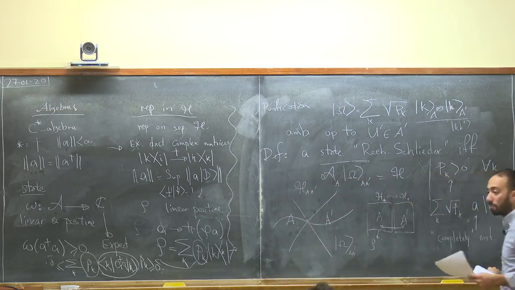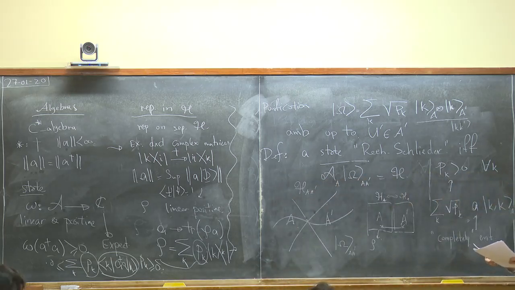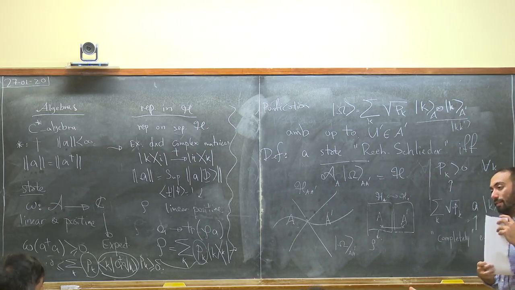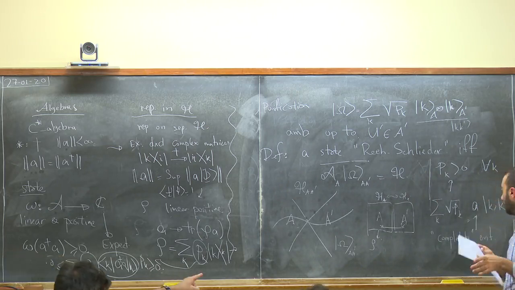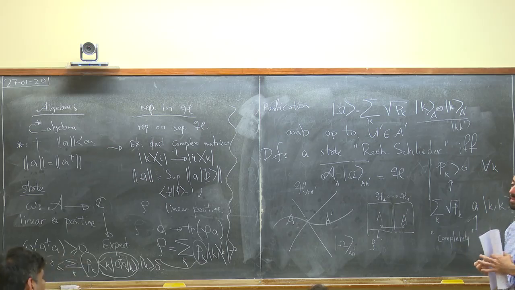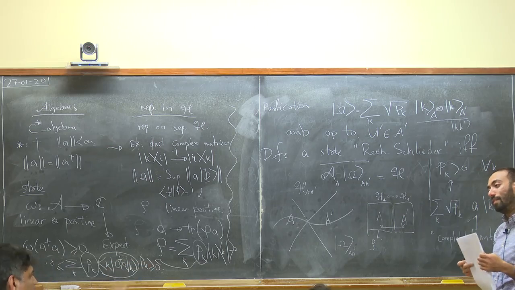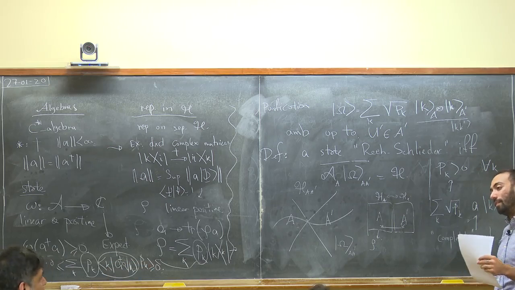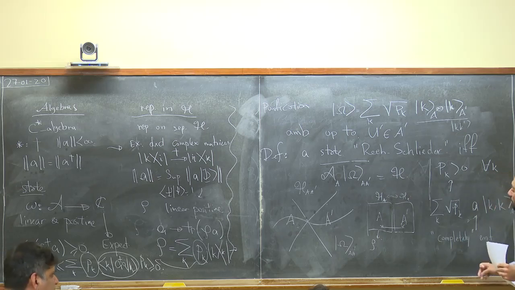So let me try to summarize this. You're saying suppose I have a finite dimensional Hilbert space. Yes. And I take two copies. Yes. And I have a state of this form. Yes. Then any state in one of the two Hilbert spaces is reachable in the whole space. Is that right? Yeah.